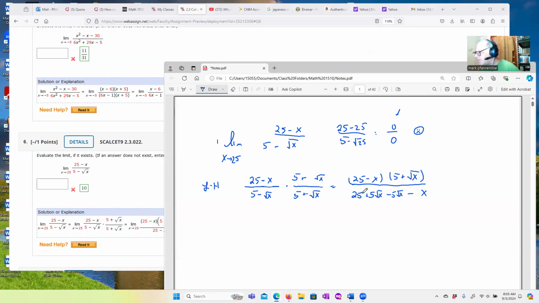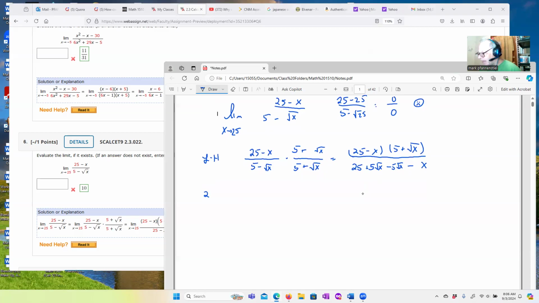Now let's simplify a little bit. Leave the top alone again. So we have 25 minus x in parentheses times 5 plus the square root of x, and then divided by the bottom, which simplifies out to 25 minus x. Oh, what do you know? We can cancel those things. So we just have 5 plus the square root of x.